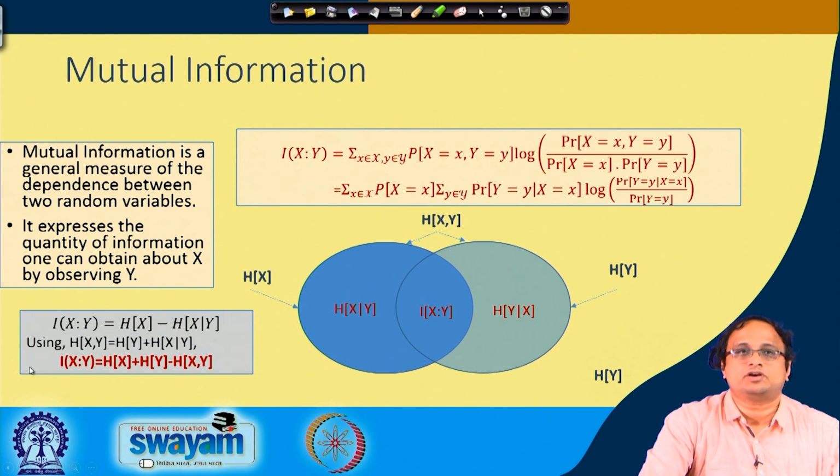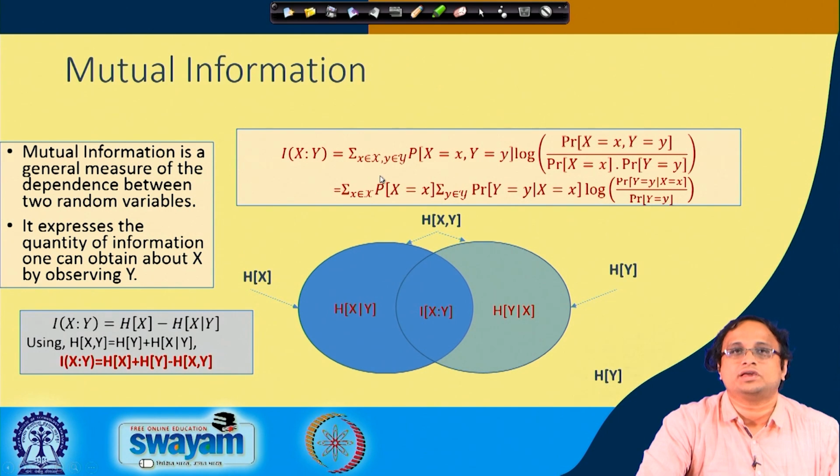So, we can write I(X;Y) is equal to H(X) minus H(X given Y), that is what we have seen. Using the result that H(X,Y) is equal to H(Y) plus H(X given Y), you can note that H(X,Y) is H(Y) added with H(X given Y). So, you can also write that I(X;Y) is equal to H(X) plus H(Y) minus H(X,Y). Now I would like to measure this mutual information in terms of the various probabilities. So, let us see how we can do that.